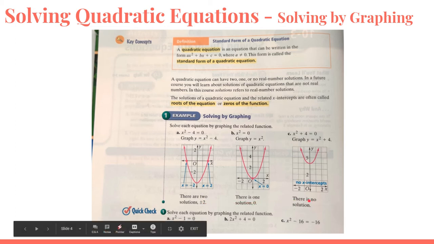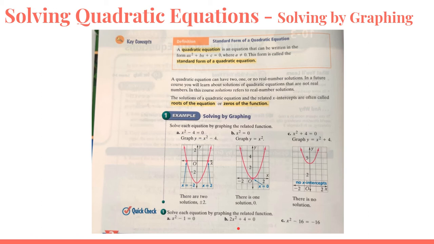Solution is 0, and then here there is no solution. So of course you have a quick check. You'll be expected to do all three. Go ahead and graph them. Remember, graph is awesome. If you don't, please get a ruler and sketch out appropriate. Make a good looking graph for these.